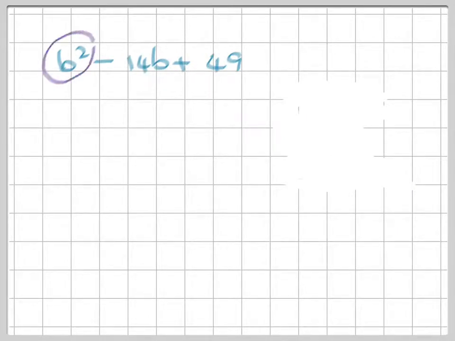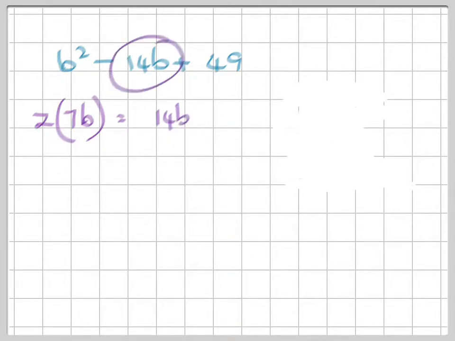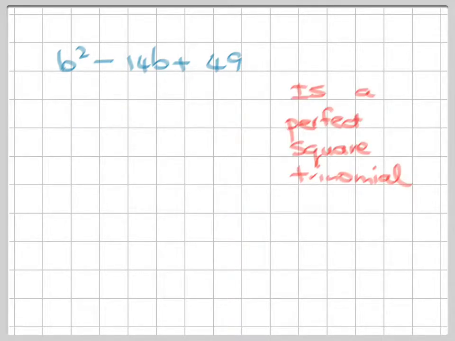Next one, let's see if this one is. We've got a positive perfect square and another positive perfect square. So that first part is satisfied. Now we take the square root of each, so b squared square rooted is b, 49 square rooted is 7, and then twice that is going to be equal to 14b, and yes, we have it there. So it satisfies all the requirements, and we can say it is a perfect square trinomial.